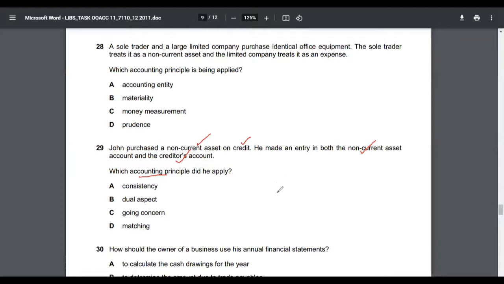The purpose of these videos is to make you see how to attempt the problem as quickly as possible by having an educated guess, or by doing 50-50 by eliminating choices. This is the main idea of this video. So let's look into the options now. John made, it's talking about double entry in here. So he made the correct entry. He recorded the purchase in non-current asset and also recorded the creditor. So the correct answer to multiple choice 29 would be option B. It's dual aspect, which is basically talking about double entry.